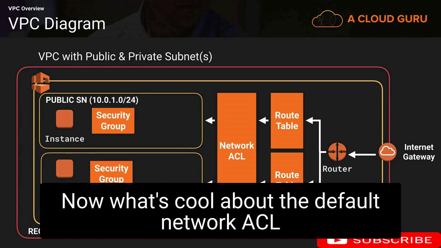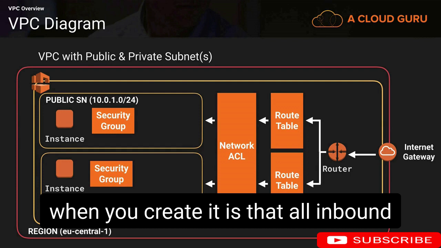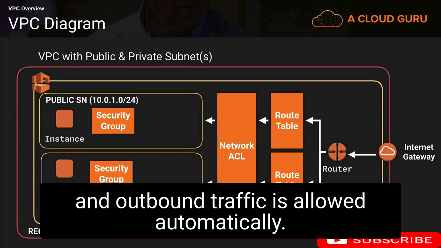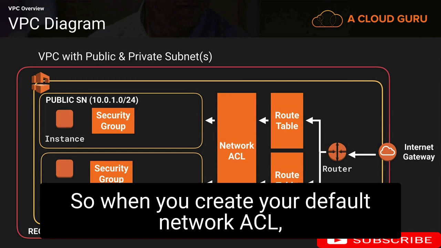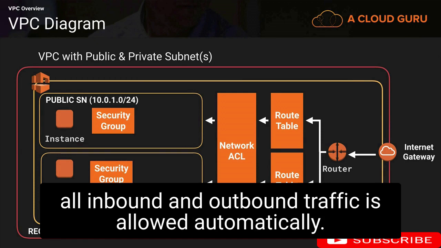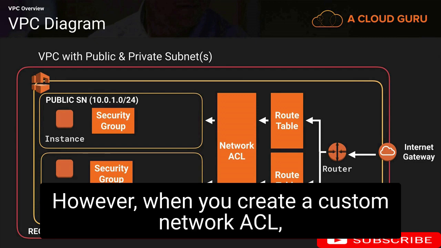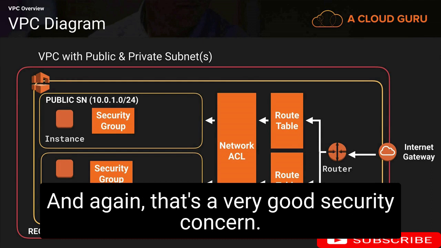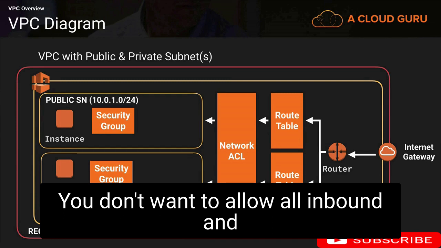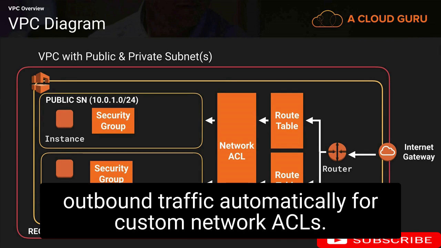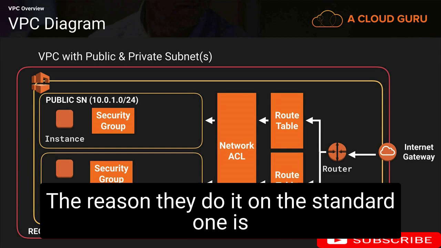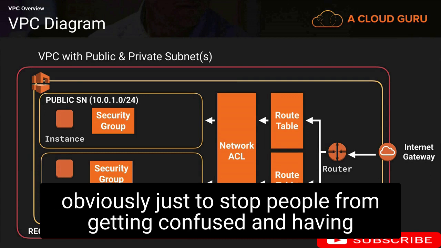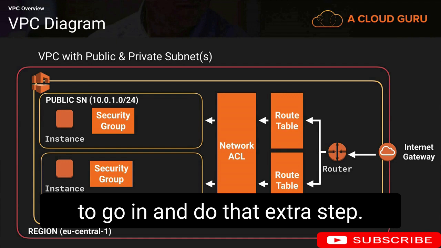Now, what's cool about the default network ACL is that when you create it, all inbound and outbound traffic is allowed automatically. However, when you create a custom network ACL, automatically all inbound and outbound traffic is denied. And again, that's a very good security feature. You don't want to allow all inbound and outbound traffic automatically for custom network ACLs. The reason they do it on the default one is obviously just to stop people from getting confused and having to go in and do that extra step.